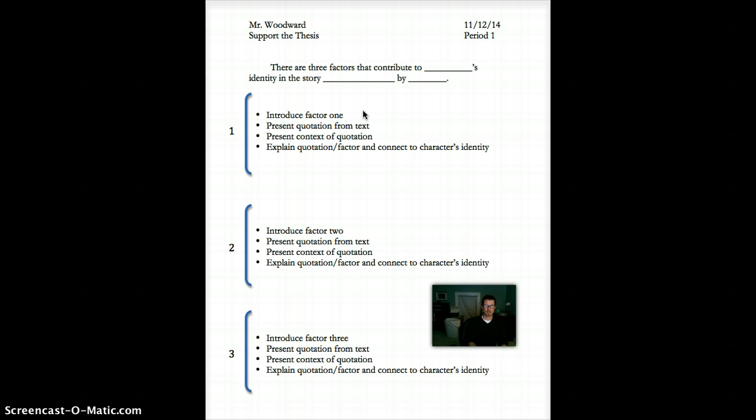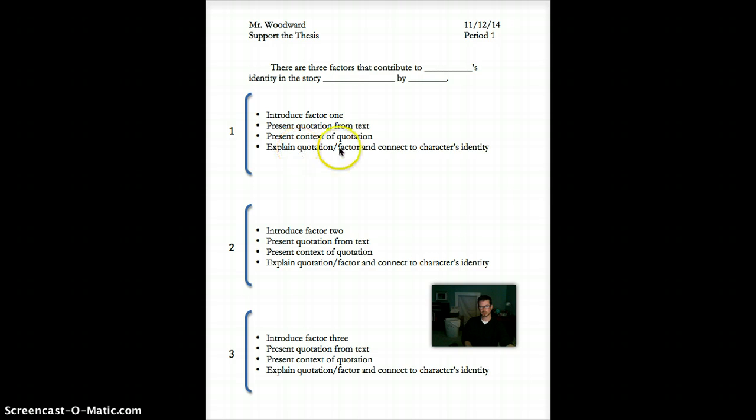What I want you to see, as far as these bullet points, is that they don't necessarily have to be in this order. I just placed it in this manner. It might make sense to present the context of the quotation before you actually present the quotation. It depends on how you choose to do it. You just need to make sure that you're hitting all 4 of these points. Okay? I feel pretty good about this part here. I think you guys know what to do for introducing the factor. The quotation from the text, you guys have been doing a great job pulling really solid quotes out of the text. These are the 2 places where you need to really be focusing on.